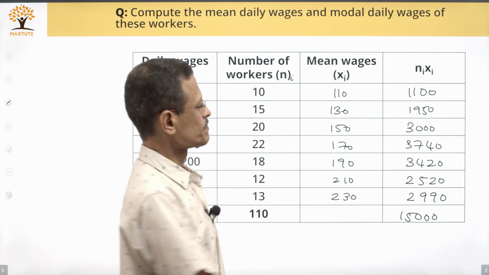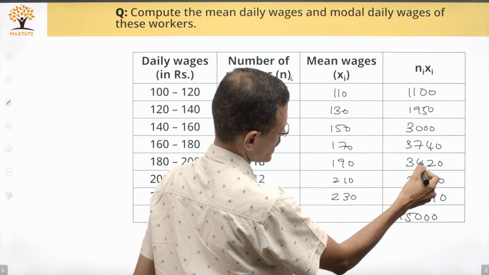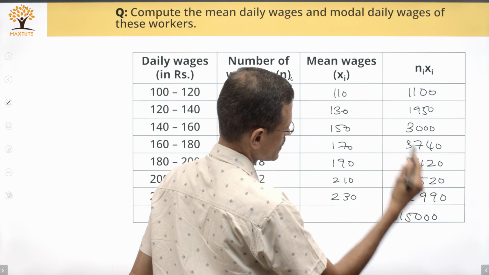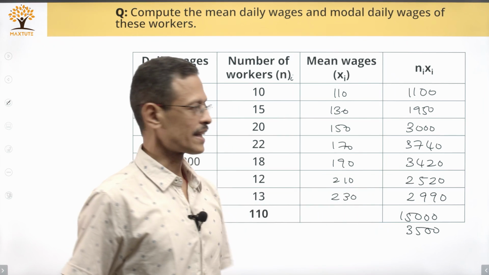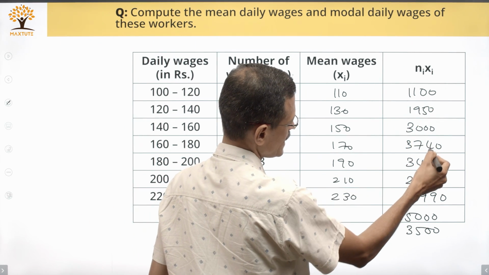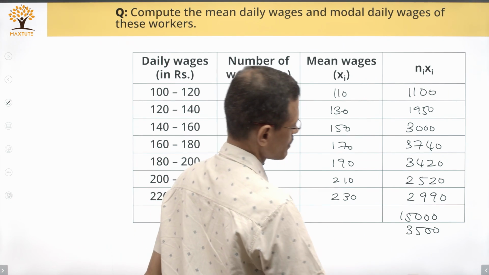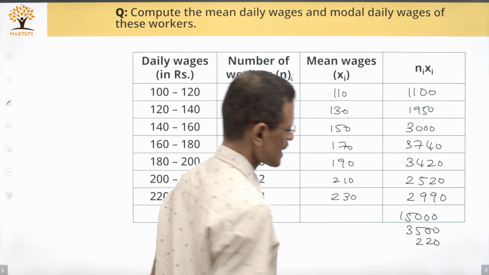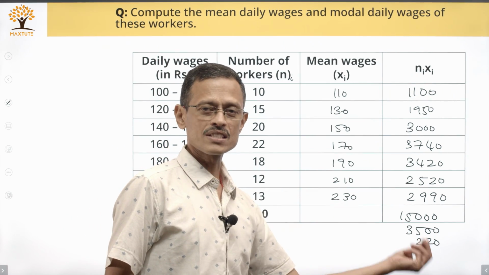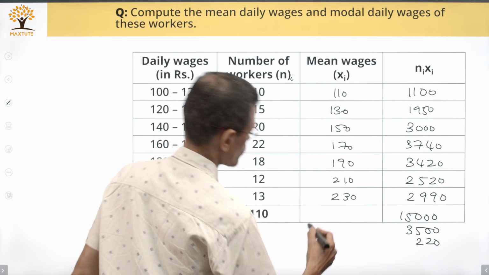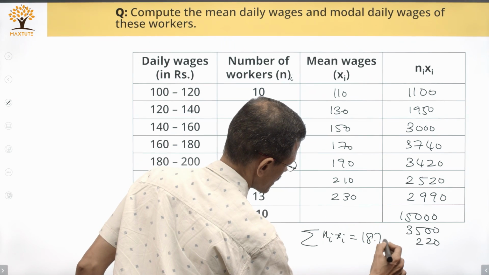Let us add the hundreds place: 100 plus 900, 1000, 1700, 2100, 2600 and 3500. That is what we have by adding all the hundreds place. Add the tens and we are done, right. 50 plus 40, 90, 90 plus 20 is 110, 130, 130 plus 90 is 220. Let us add all of these things. 15,000 plus 3,500 is 18,500, 18,720 is the sum of all of this. So, sigma Nixi is equal to 18,720.